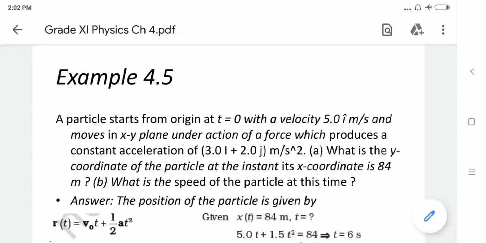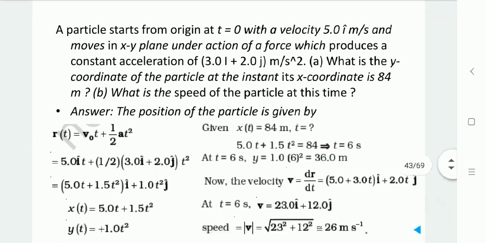Example 4.5. A particle starts from origin at t equals 0 with a velocity 5i meter per second and moves in the xy plane under the action of a force which produces a constant acceleration of 3i plus 2j meter per second square. What is the y coordinate of the particle at the instant its x coordinate is 84 meter? What is the speed of the particle at this time?